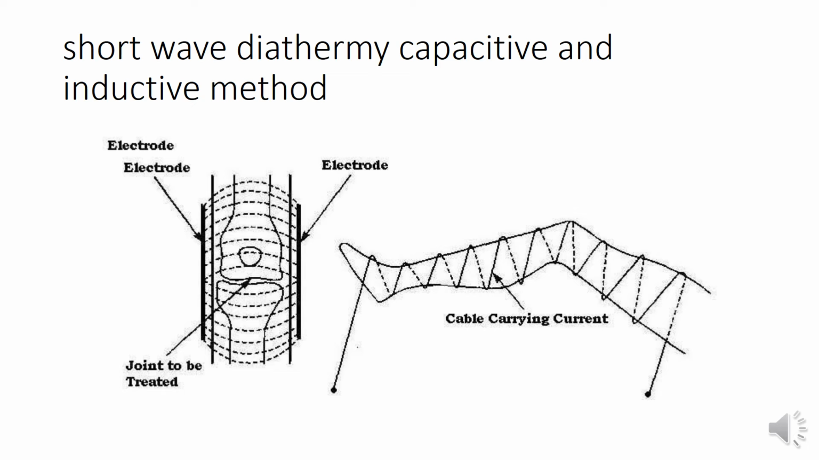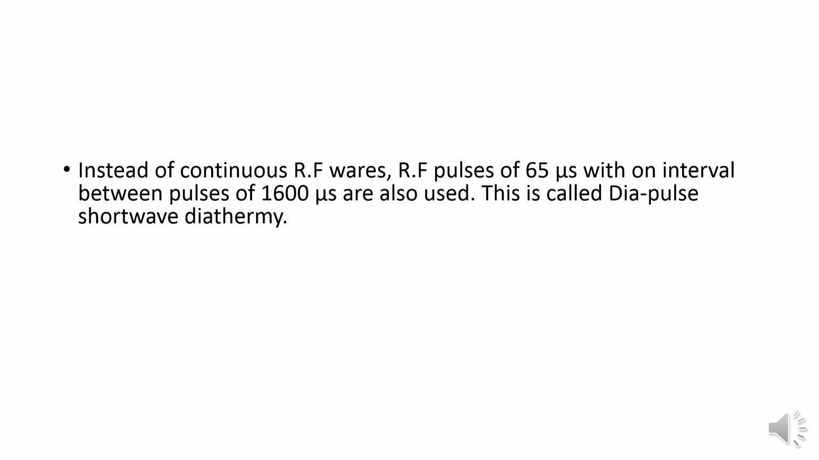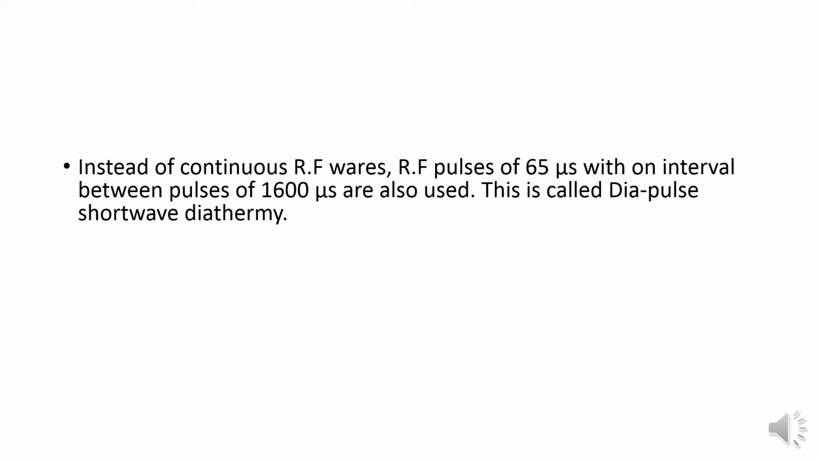One electrode will be placed on the joint to be treated. We have the center, and we have the muscle. Based on the muscle, the joint will be treated. Then the cable carrying current will flow based on the particular radiation. Now we have to see the function.